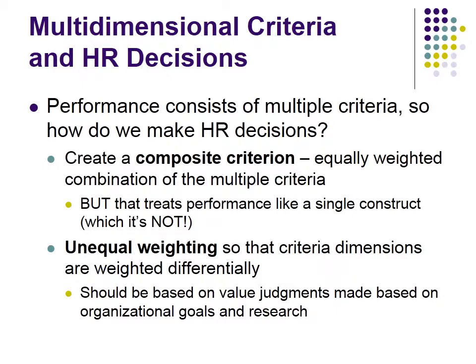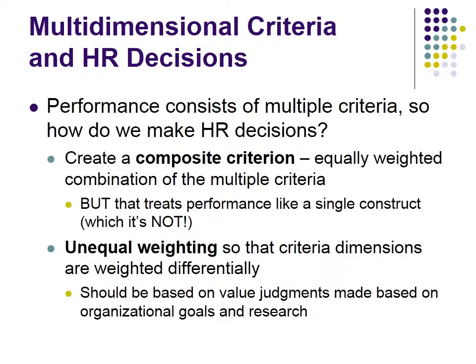What's most likely better is to recognize that performance is not a single construct. It's a combination of different constructs, different measures, and some of those measures are more important than others, is the idea of an unequal weighting. So the criterion dimensions are weighted differently, and these should be based on value judgments, based on organizational goals and research, but also to some degree the purpose of the decision making.